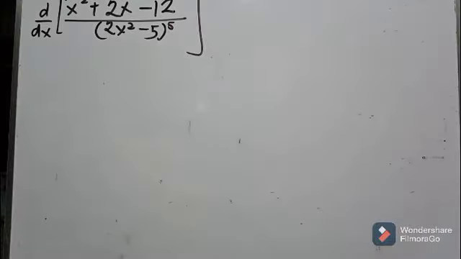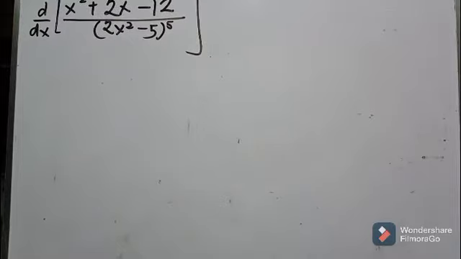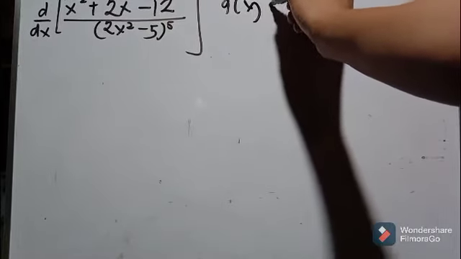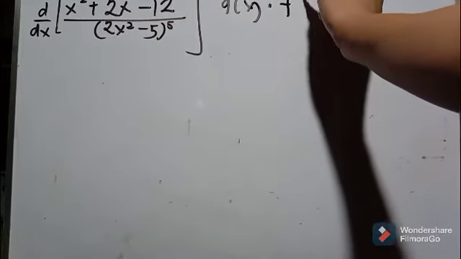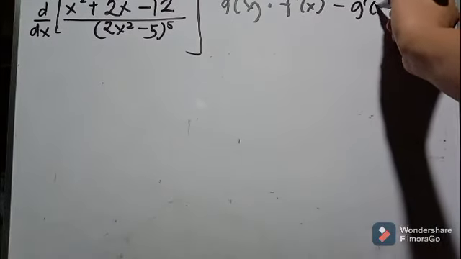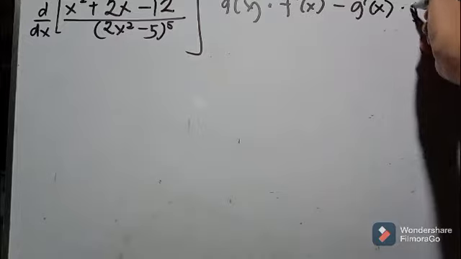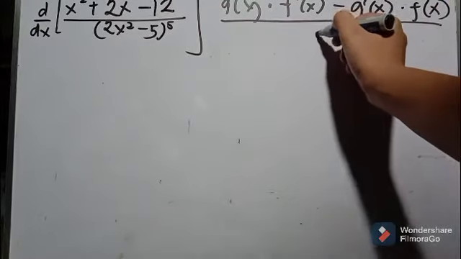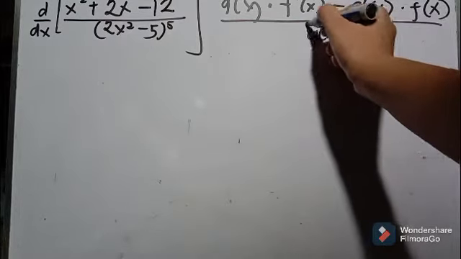The next problem is solving the derivatives of a rational equation using the quotient rule and the chain rule. So the formula that we have to use in this problem is g of x multiplied by f prime of x minus g prime of x multiplied by f of x over g of x quantity squared.